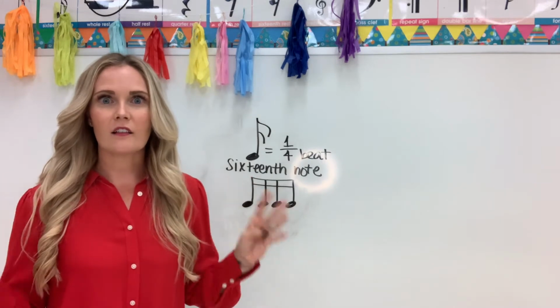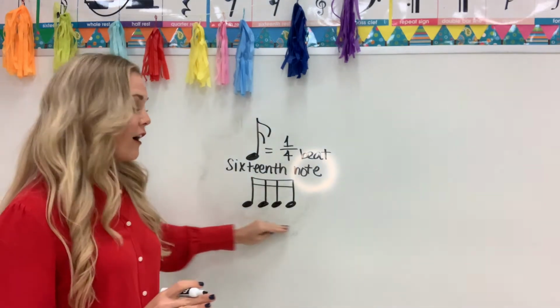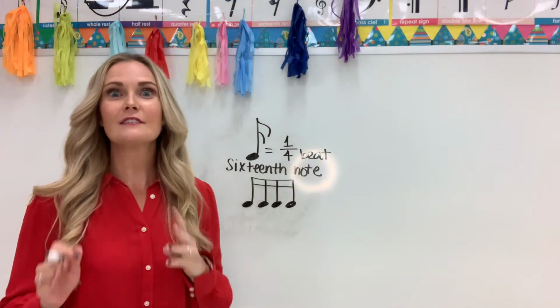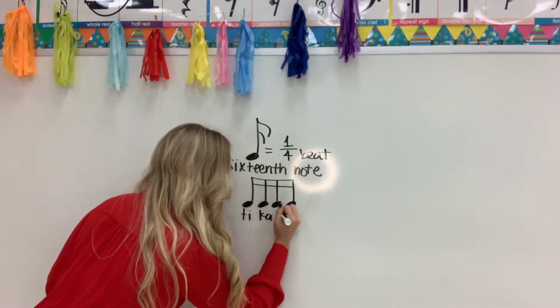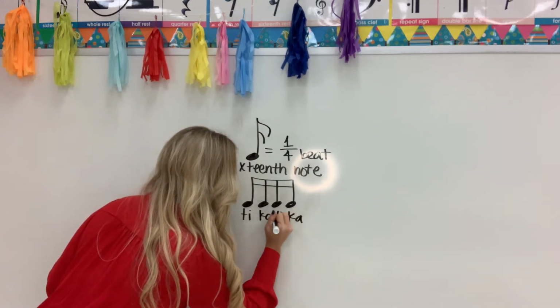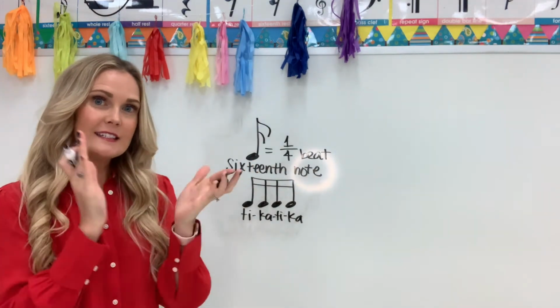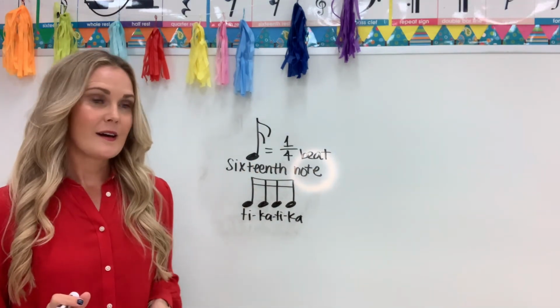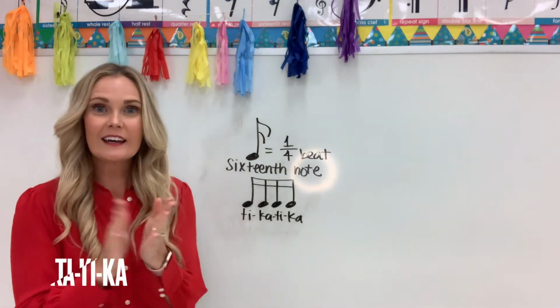So I know that's a lot of information, but we also need to learn what we call them when we're clapping them in a rhythm. And these are fun. I like these because we call them ticka, ticka. Now we know that the eighth notes together are TT, and those are fast, but these are going to be even faster. So these are ticka, ticka.